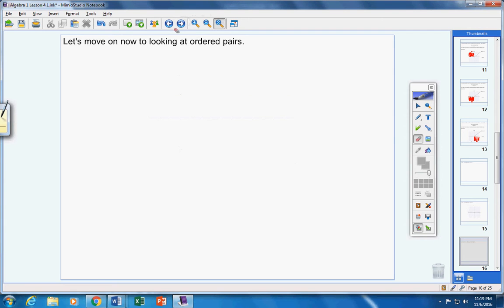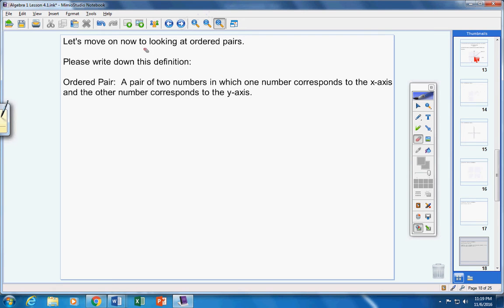Now, let's move on to ordered pairs, okay? Please write down this definition. Like always, I'm going to read it and move on, so you'll want to pause the video and copy it down, okay? An ordered pair is a pair of graph numbers in which one number corresponds to the x-axis and the other number corresponds to the y-axis. Okay, it's a pair of two numbers.